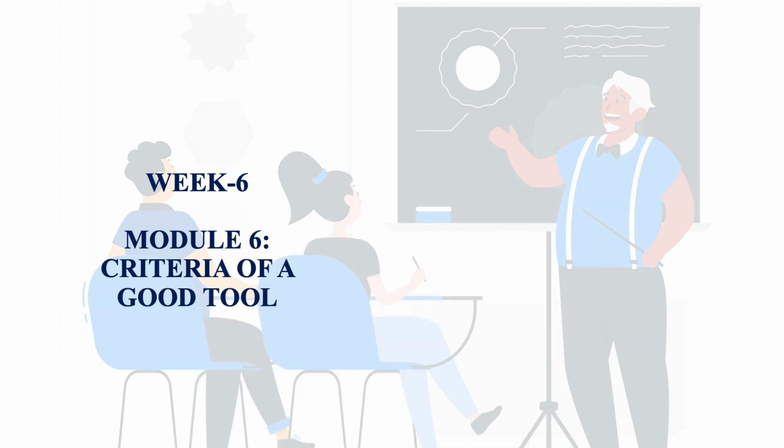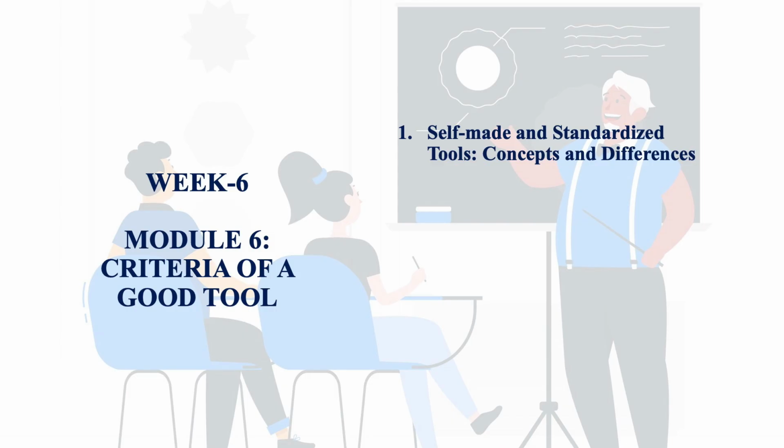As you know, in our online course BES 1 to 7, Assessment for Learning, we are presently in the 6th week, studying the 6th module. The title of the module is Criteria of a Good Tool, and in this module there are 3 video lessons. First is self-made and standardized tools, its concept and differences, which we have already discussed. The second video lesson is reliability as a criteria of an effective tool, in which we discussed the concept of reliability and the different methods and techniques used for determining the reliability of a test.